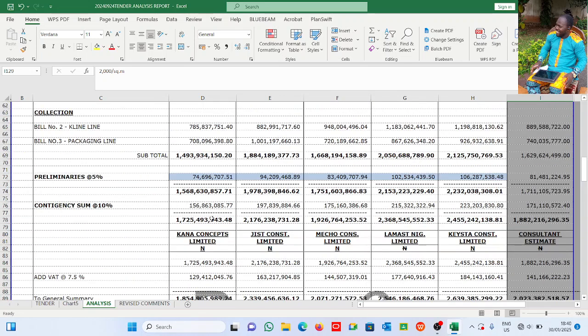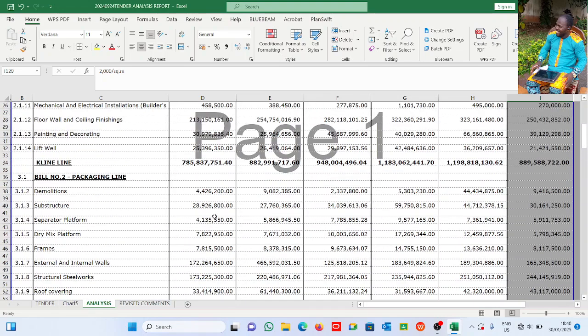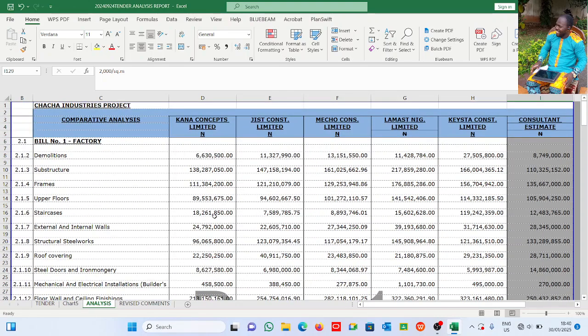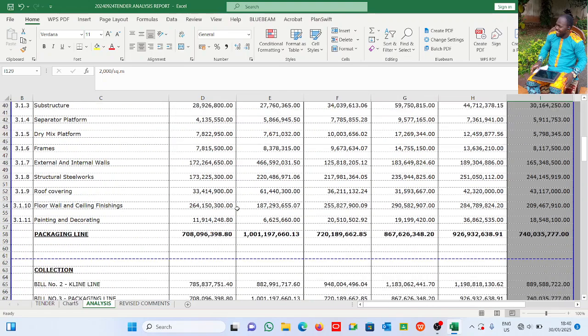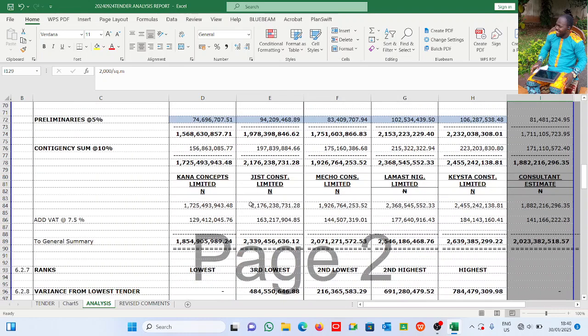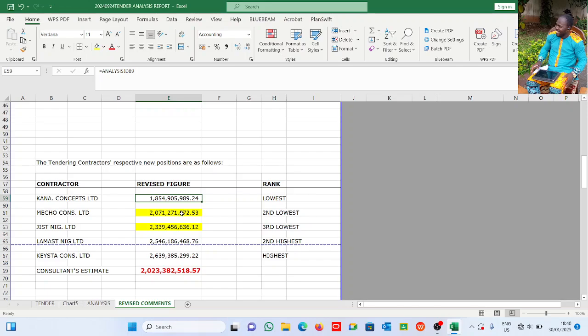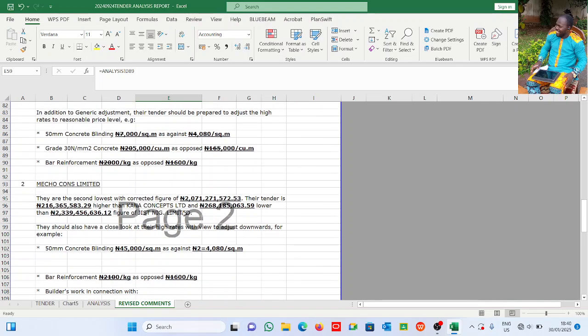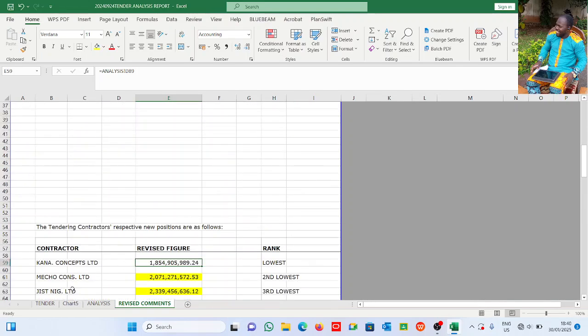Basically, that is how you analyze a tender professionally. You arithmetic check. You evaluate. You assess the bills with respect to the tender submitted. Then you compare. Comparative analysis. Compare the BOQs. Having compared, you rank them. And you show the variances and their percentage variances, and then you report. This is my report.